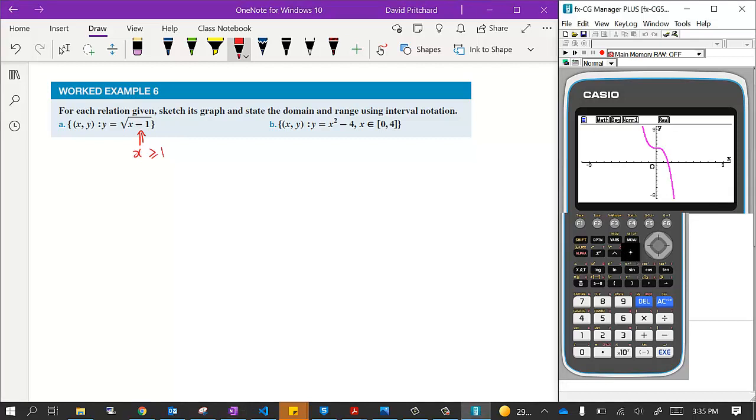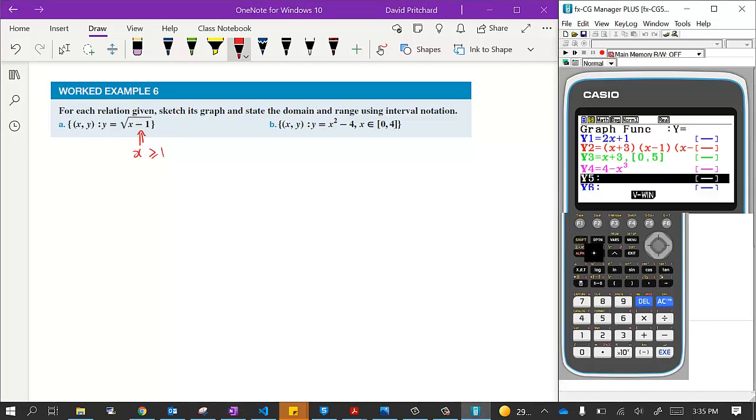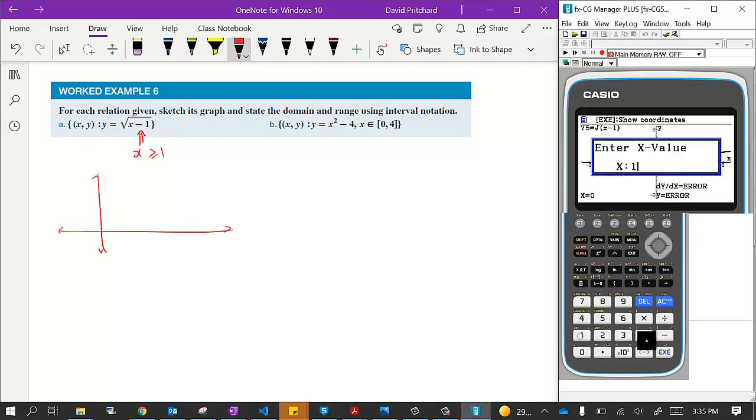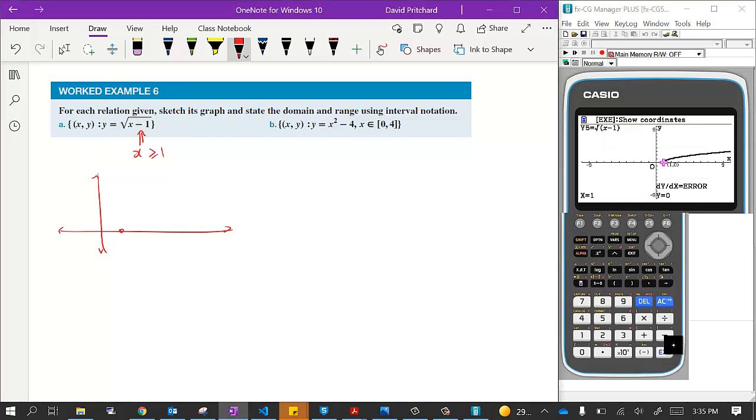So we'll put this in, we'll graph it, and we'll look at square root of x take 1. So we know that's our inverse parabola. We can see here, straight away, the domain and range. It doesn't exist on the left-hand side, and it doesn't exist in the negative. So if we draw our little sketch here, then we go trace. Let's put in 1 because we know that's the smallest possible value. Our point here is 1, 0, and there's our graph from there, x and y.